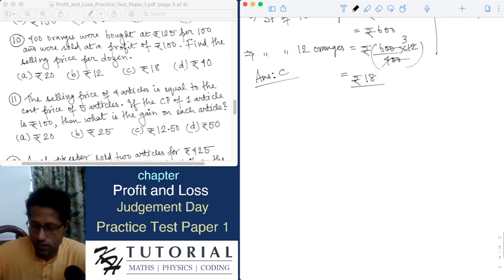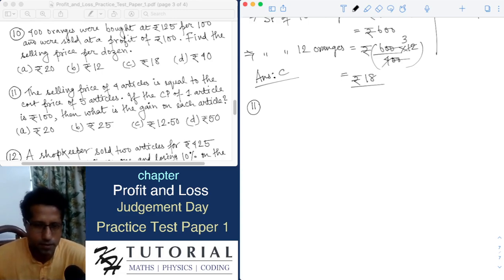Okay. Let's do question number 11. It says that the selling price of 4 articles is equal to the cost price of 5 articles. If the cost price of one article is rupees 100, then what is the gain on each article? If the cost price of one article is rupees 100, then definitely we have to find the selling price of one article, and then only we can find the gain on each article.